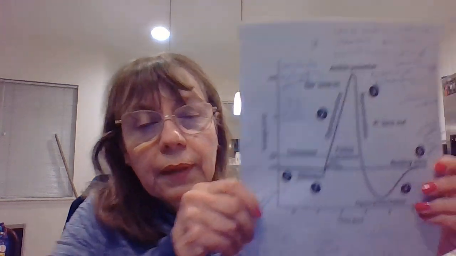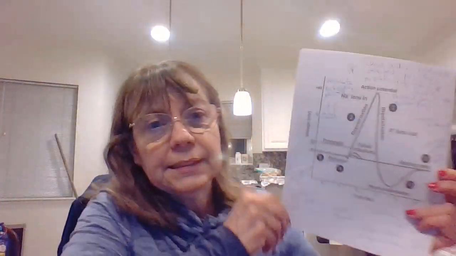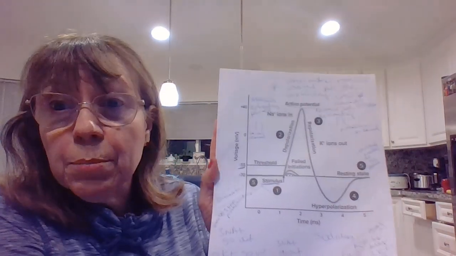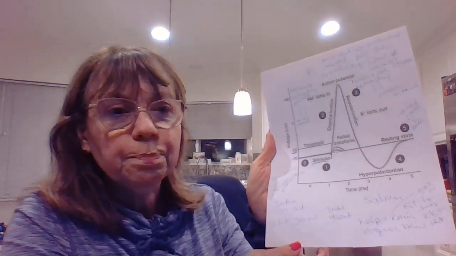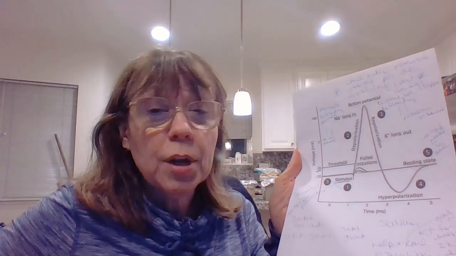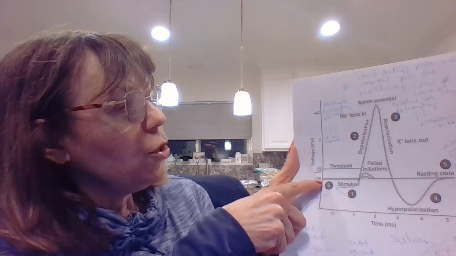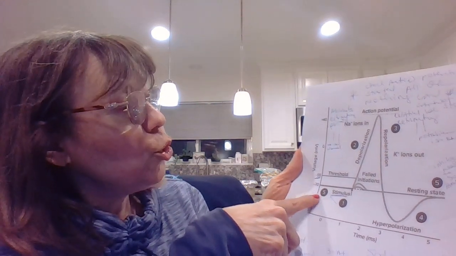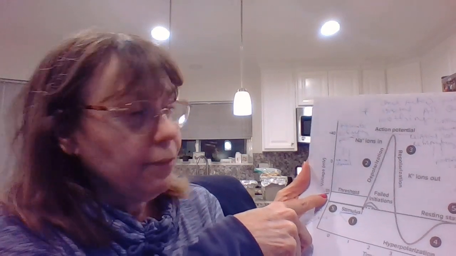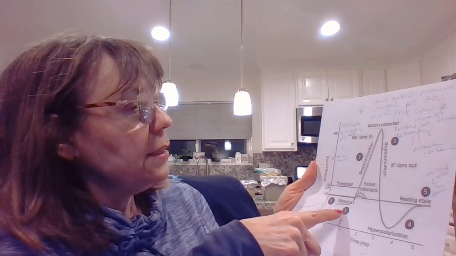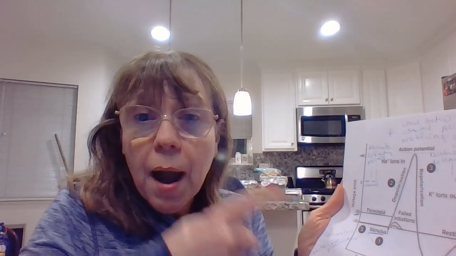Okay, so now you have the action potential. And here's my diagram, action potential. So first of all, you need a stimulus, which is going to be an excitatory neurotransmitter. Once you get a stimulus, your resting potential is -70. You're going to go to the threshold, which is -55. So when the stimulus hits, you go to that threshold. Once that threshold goes to -55, the sodium ion gate's going to open.